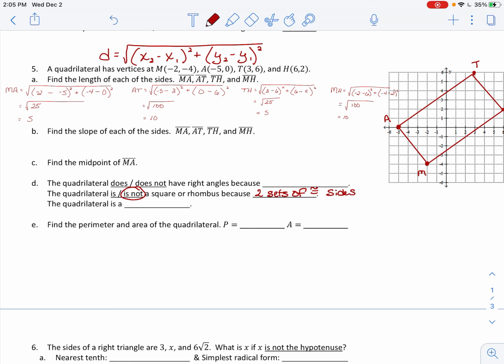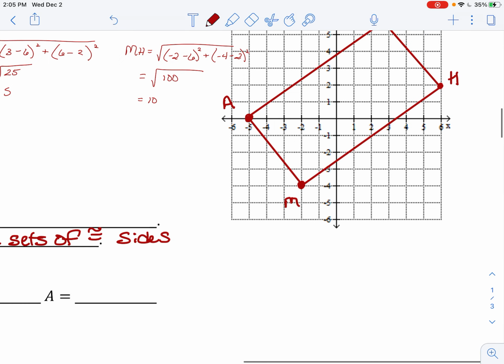But I actually don't have proof that it's a rectangle. I don't know if I have right angles until I check the slopes. Now, conveniently, I did graph mine, so I don't have to use the slope formula. You absolutely could. I'm just going to count rise over run.